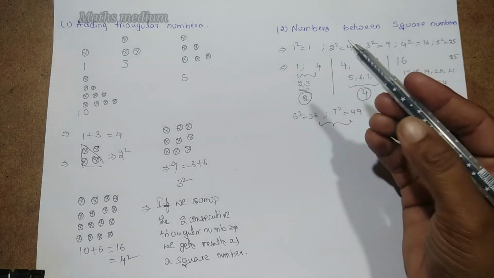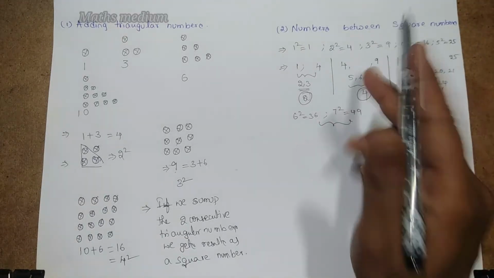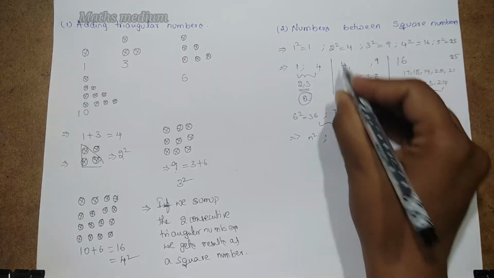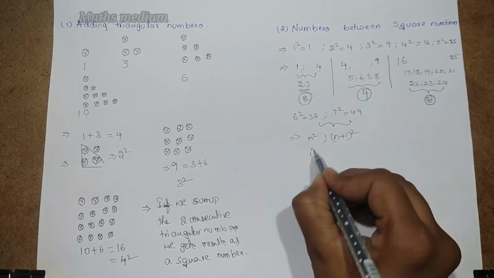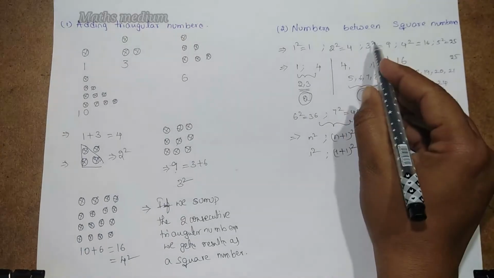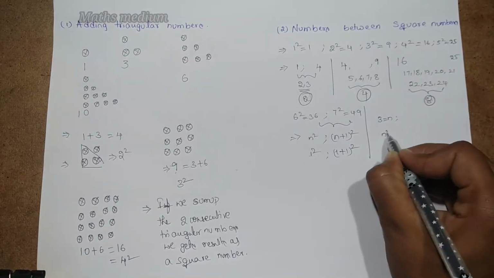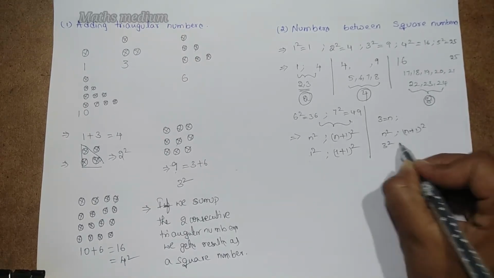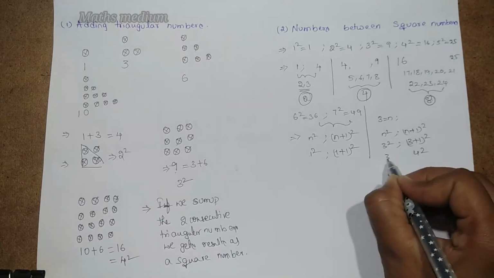If in case bigger numbers are there, how can we find the numbers between the square numbers? There is a simple formula for this. Let this be n square and this be n plus 1 square. How must it be? If you take here 1 square, this is 1 plus 1 square. If you check this, 3 as n, n square means 3 square, n plus 1 square means 3 plus 1, we get 4 square, right?